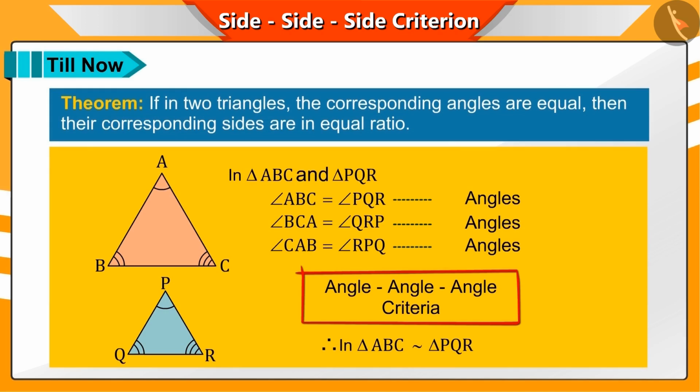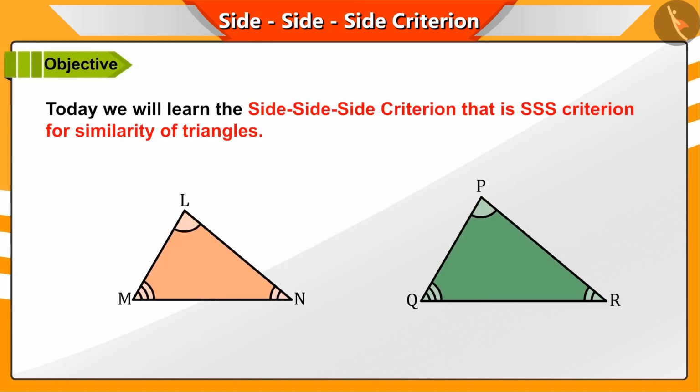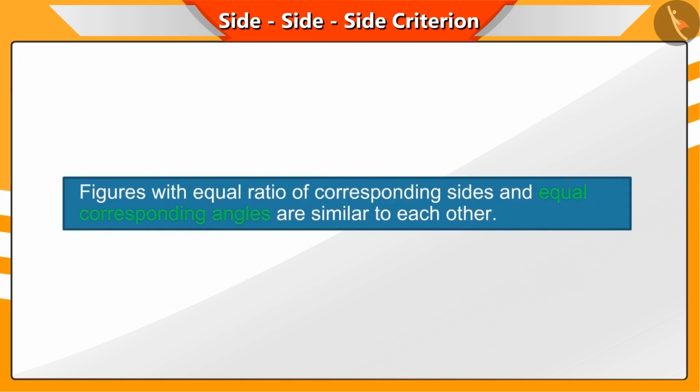In the previous video, we learned about the AAA criterion of similar triangles for similarity of the triangles. Today we will learn the side-side-side criteria, that is, SSS criteria for similarity of the triangles. As we all know, the figures with equal ratio of corresponding sides and the equal corresponding angles are similar to each other.